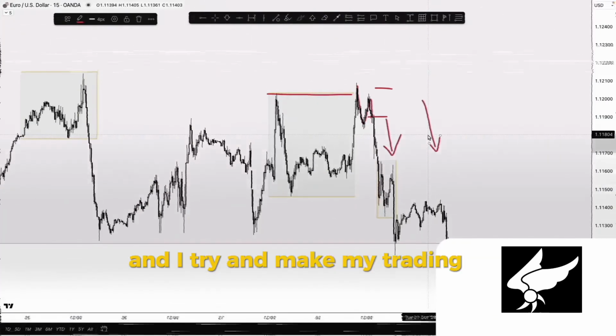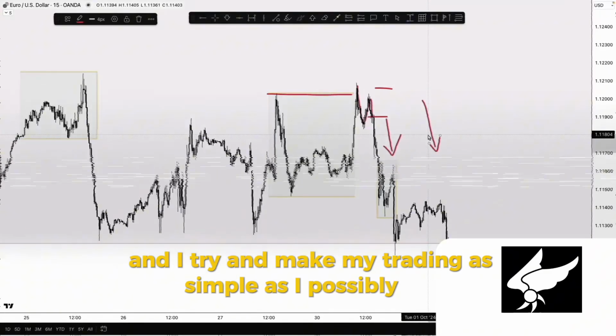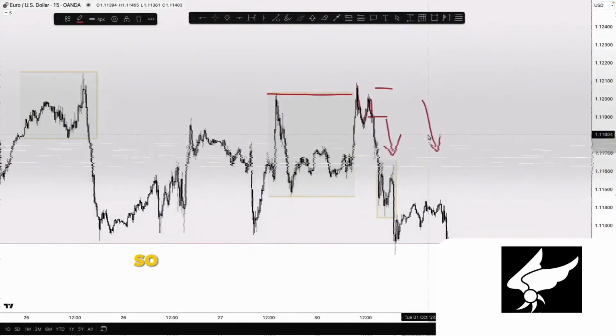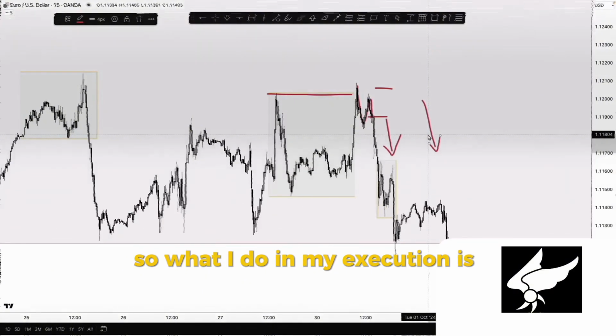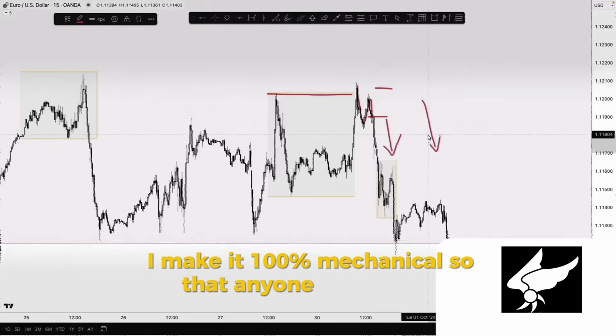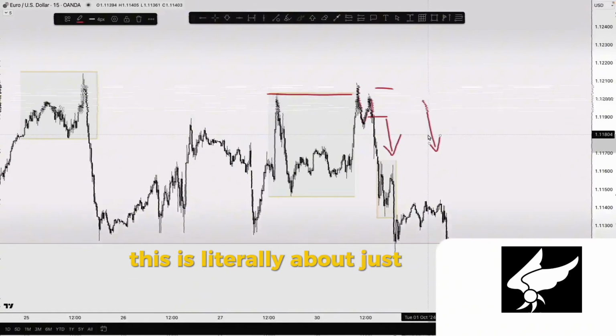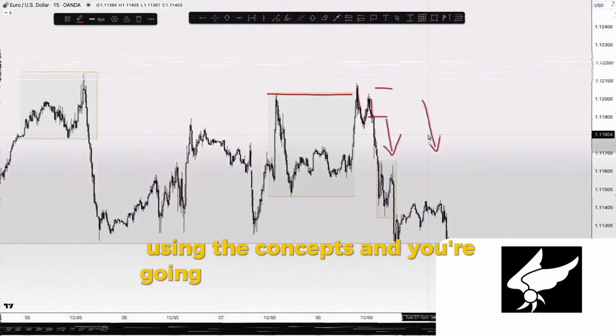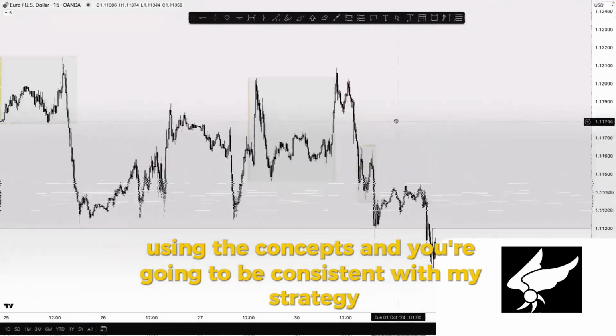And I try and make my trading as simple as I possibly can, because I know the execution part is what everyone struggles with. So what I do in my execution is I make it rule-based, I make it 100% mechanical so that anyone can trade it. It's literally about just learning the rules, understanding the direction using the concepts, and you're going to be consistent with my strategy.